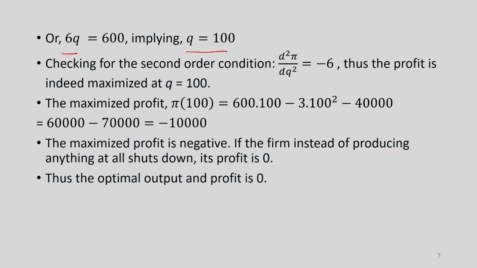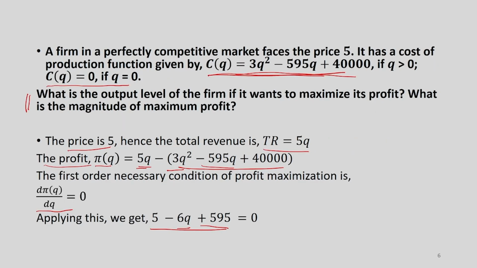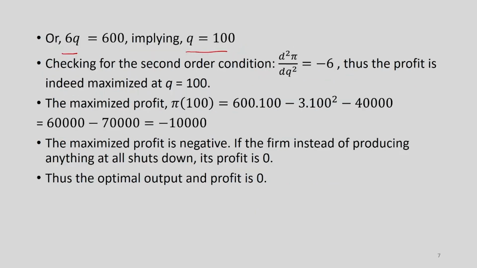We also need to check the second order condition. So I have to differentiate this part once again with respect to q, and that will give me minus 6. Okay, so the second derivative is minus 6. Thus, the profit is indeed maximized at q is equal to 100, because the profit function is concave.